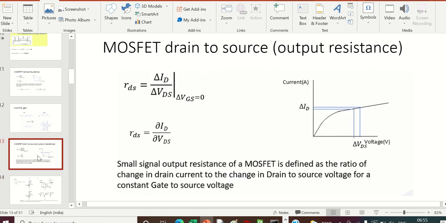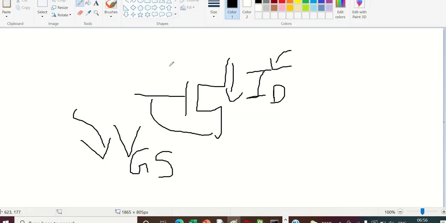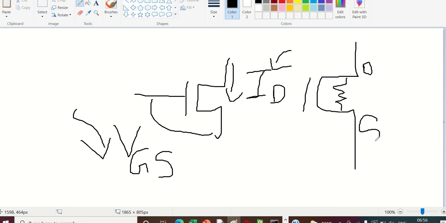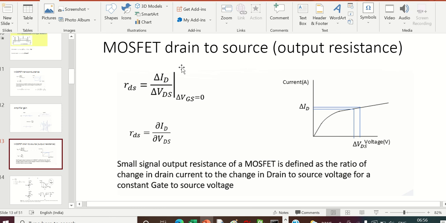Before amplification, we know why we need to do amplification. How to do it, we will see in some time. There is something called drain to source resistance. What does drain to source resistance mean? You have this MOSFET here. There will be some resistance offered between this drain and this source terminal. That is called the intrinsic resistance of your transistor, the intrinsic impedance. So this is given by this thing.